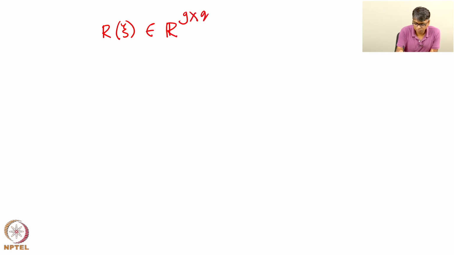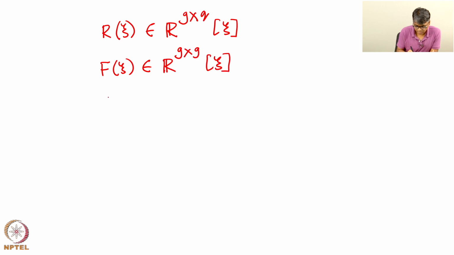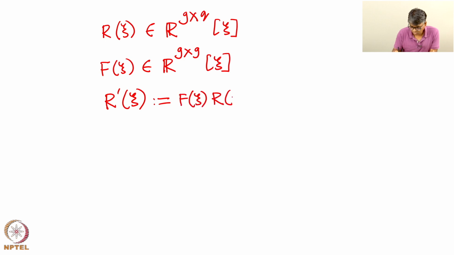So, suppose I have R psi like before. I have R psi, which is a polynomial matrix of size G cross Q. And now I have an F psi, which is a square matrix, G cross G. And I produce this R prime psi, which is F psi acting on R psi. Because F is a square matrix, the size of R prime and R are the same. This also is a G cross Q matrix.